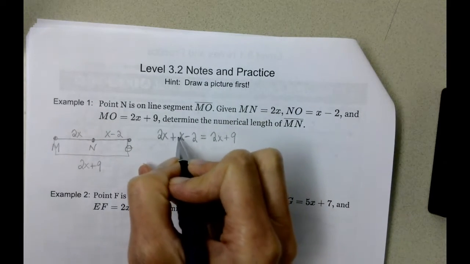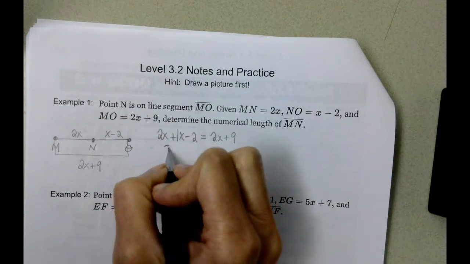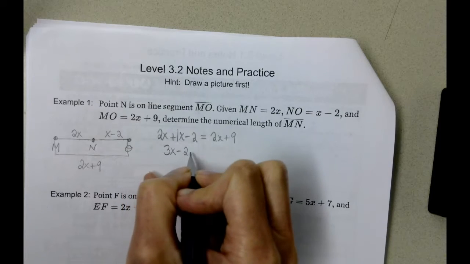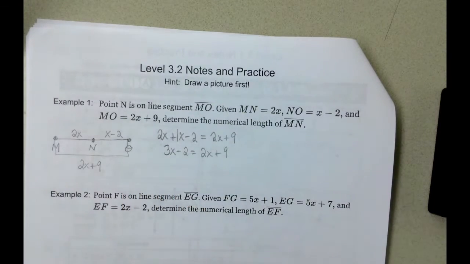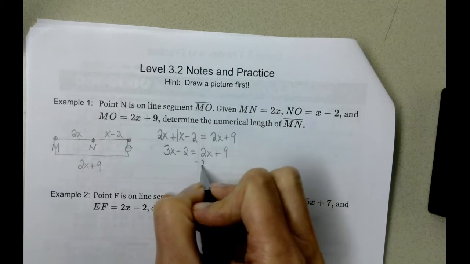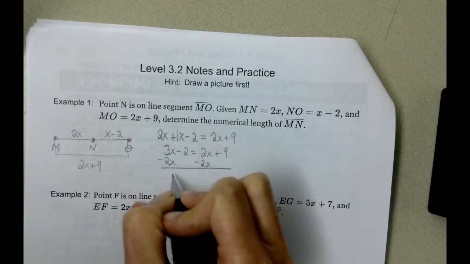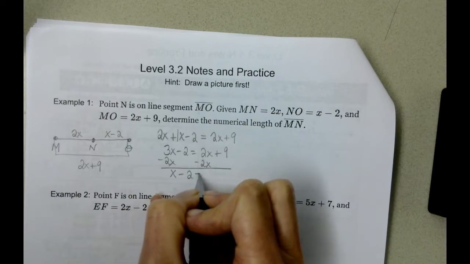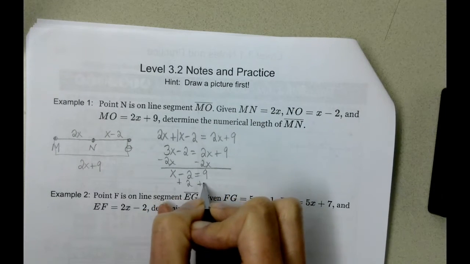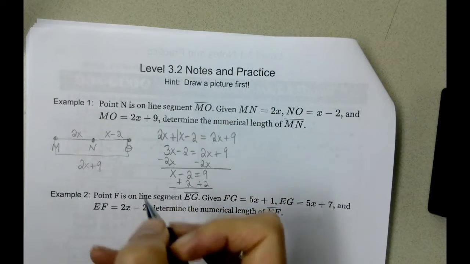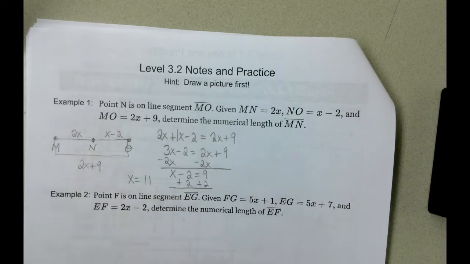Remember that the coefficient in front of the x is 1, because we're going to combine like terms over here, and we get 3x minus 2 equals 2x plus 9. Solve this the way your Algebra 1 teacher taught you. I will move my letter to the left. We get x minus 2 equals 9. And then we're going to add 2 to both sides. And when we do, we end up with x equals 11.